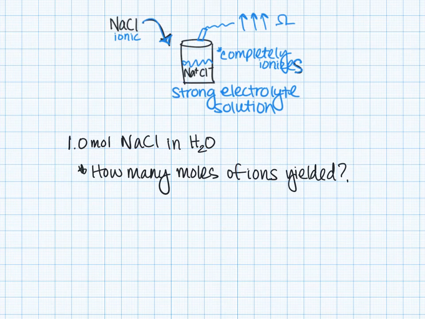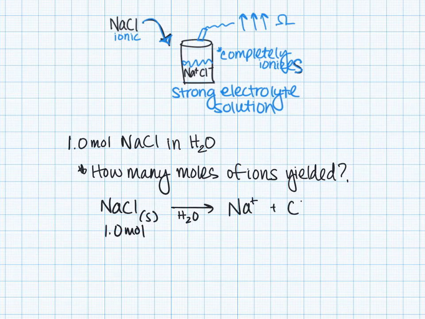So let's look what actually happens. We know that when sodium chloride goes into water, solid sodium chloride, I have 1 mole. When it goes in H2O, it ionizes, right, to sodium plus and chloride minus. Now notice it's a 1 to 1 to 1 mole ratio. So look at the stoichiometry here. Therefore, I yield 1 mole of sodium cations and 1 mole of chloride anions.